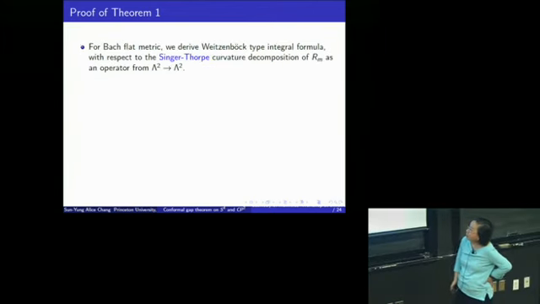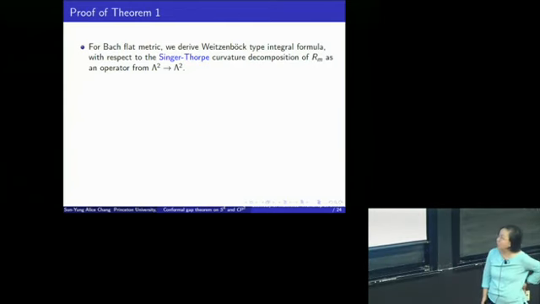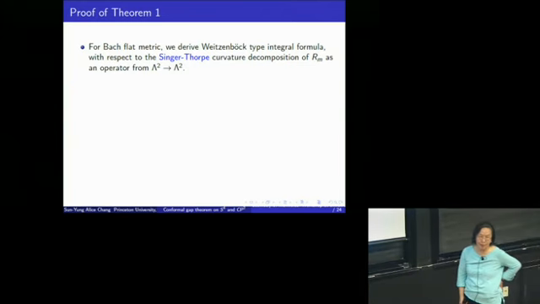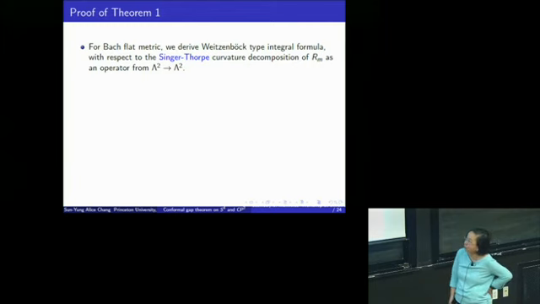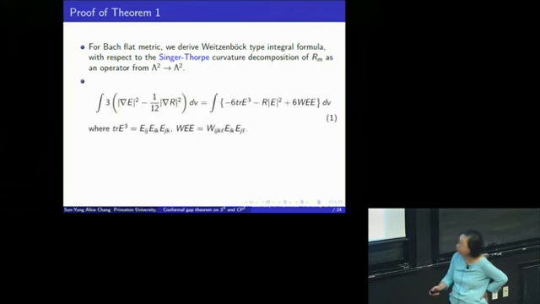And now we look at why we need a Bach-flat metric. For a Bach-flat metric, we can derive some Weitzenböck-type formulas. When deriving them, we keep in mind the suitable norm to consider could be the curvature operator norm, or the decomposition into the singer-thorpe theorem. So there are two formulas.